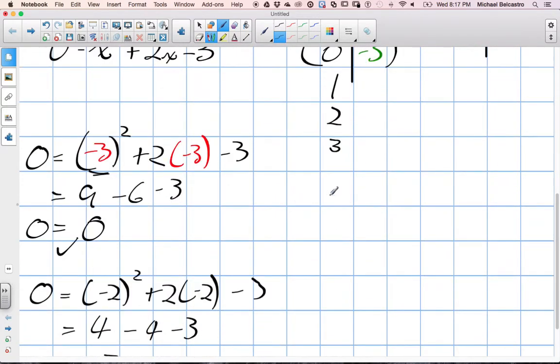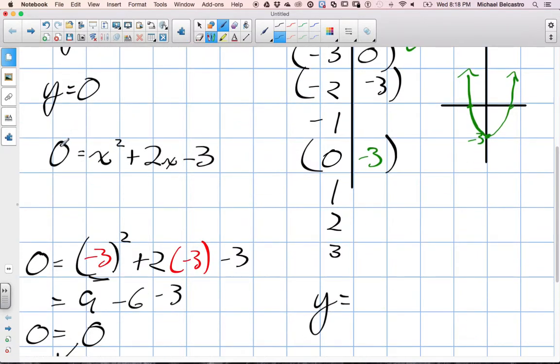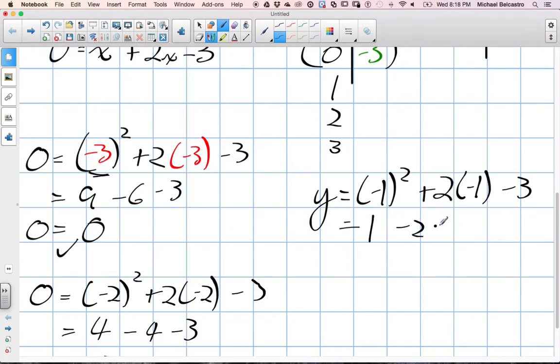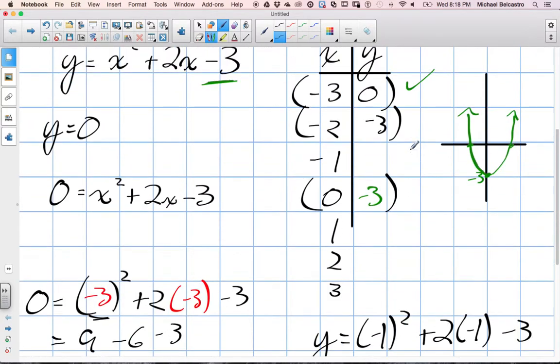Then we plug in -1. And again, I could call this y or 0. I could say y equals. I kept 0 because they told us to find out when it's 0. But we could say y equals, and that's when the y coordinate is that value. Let's plug in -1. -1 squared plus 2 times -1 minus 3. This gives us +1, -2, -3, and that gives us -4. There's another coordinate.